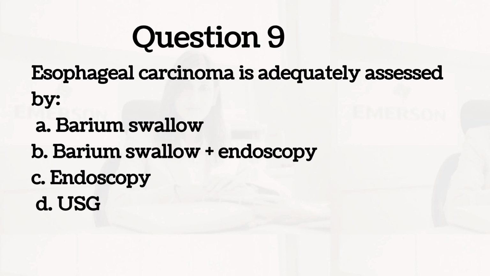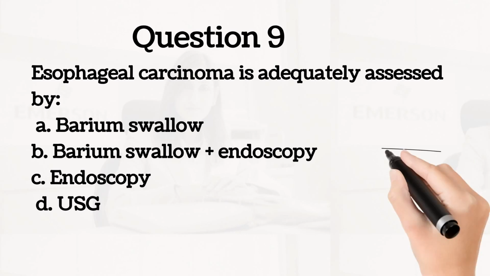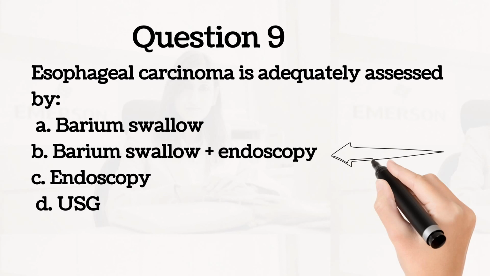For B, which is barium swallow plus endoscopy, you can see it's combining both of the procedures, where you apply your barium swallow, then you do your endoscopy. So this is the answer for question 9. The answer here is B. That's the adequate assessment for esophageal carcinoma: barium swallow plus endoscopy.